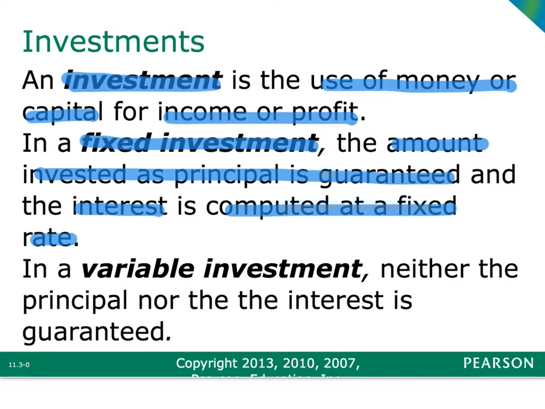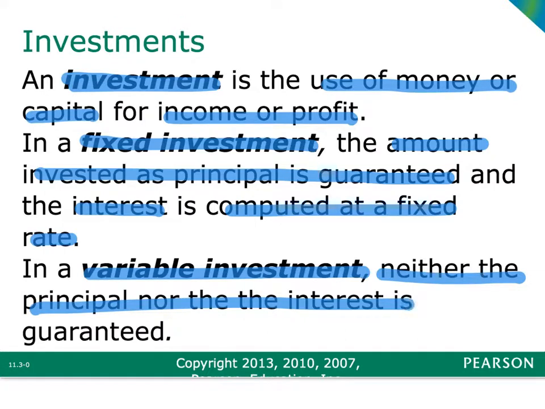Okay, so you get a fixed rate of interest, and they tell you maybe it's 4% per year or something like that. On a variable investment, neither the principal nor the interest is guaranteed. Okay, that's much more risky. However, usually if you have a variable investment, you get much higher returns. You can think of stocks as being a variable investment, but bonds might be a fixed investment. You don't get as high returns with a fixed investment, but it's safer.